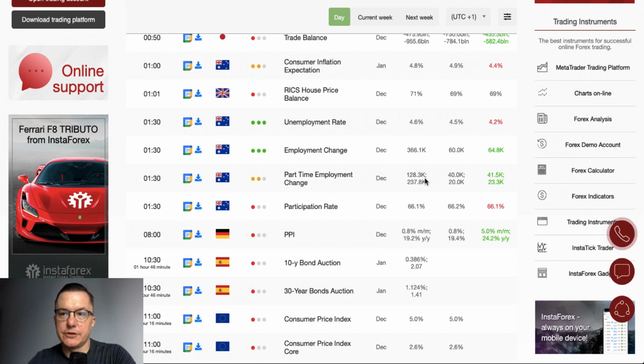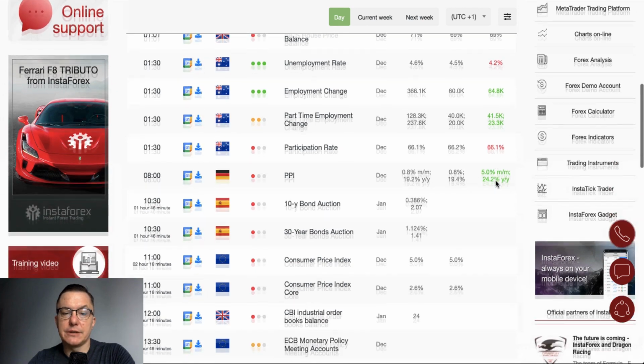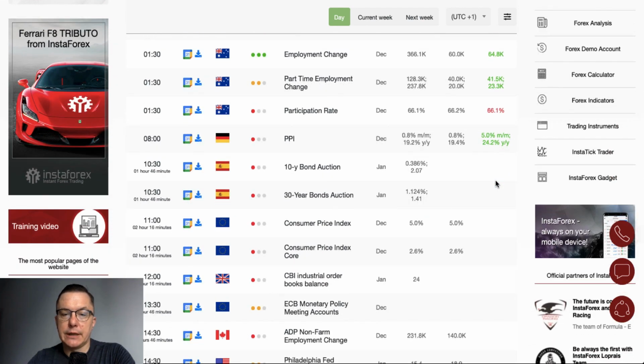Part-time employment change is going down as well. 128,000 was the last reading. This time it is 41,000 only. So we will definitely take a look at the Australian dollar during the technical part.